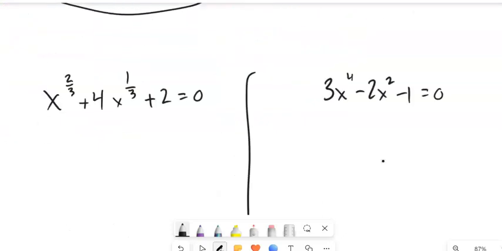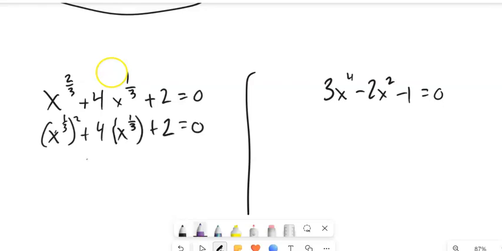Okay, so not quadratics, but in a quadratic form, I notice that here I have x to the 1/3, and if I square that, that's x to the 2/3. So this is basically, not just basically, it is x to the 1/3 squared. So I'll do my substitution. I'll let a equal x to the 1/3 power. So if I substitute that in, I've got a squared plus 4a plus 2 equals 0.